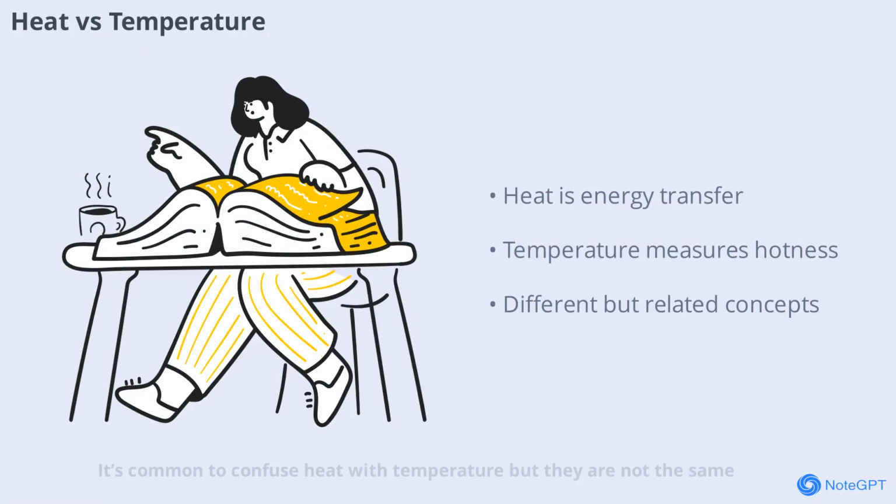It's common to confuse heat with temperature, but they are not the same. Temperature measures how hot or cold an object is, while heat refers to the energy transferred due to temperature difference. For example, a cup of hot tea and a bathtub of lukewarm water may have different temperatures, but the bathtub can contain more heat energy because of its larger mass. Understanding this difference helps in solving many problems related to heat in physics.